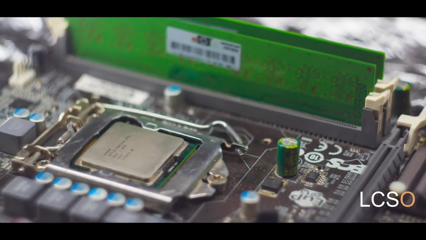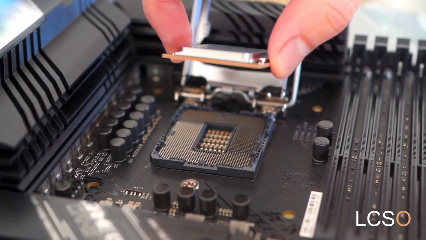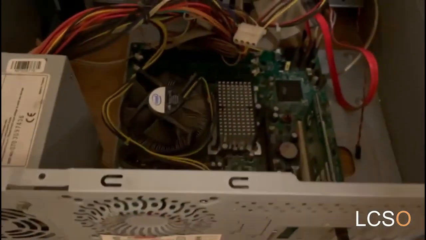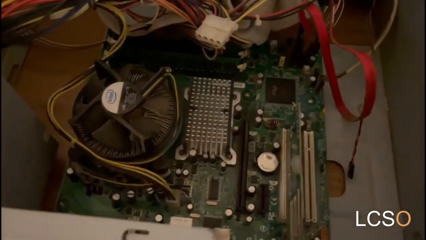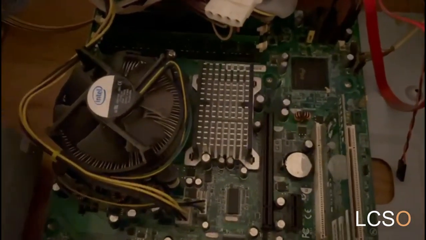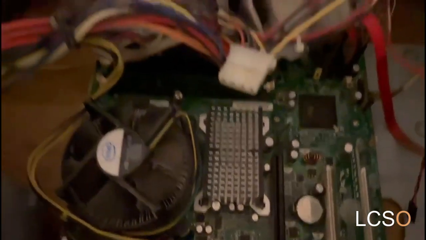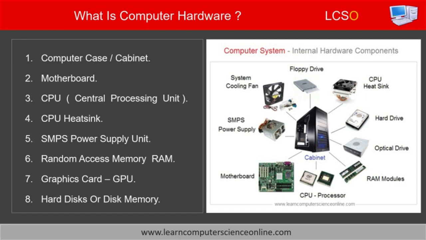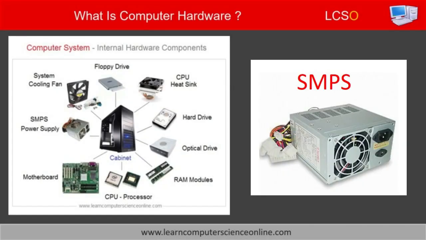The processor generates considerable heat, and therefore, a special heatsink with a miniature fan is placed on the top of the processor chip. This heatsink protects the processor chip from damage caused due to excessive heat. Alright, let us move on to the next hardware component on our list, that is power supply unit called SMPS.